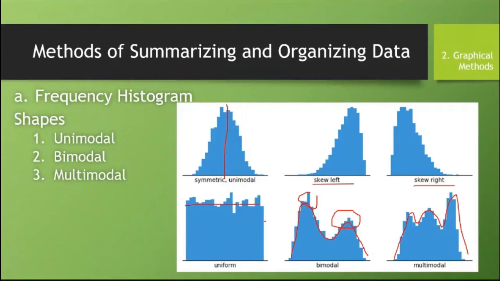A special type is the uniform frequency histogram. I think we don't need to study uniform data, since the behavior is constant, so there's no need to analyze this type of data. So again, these are the shapes of a frequency histogram.